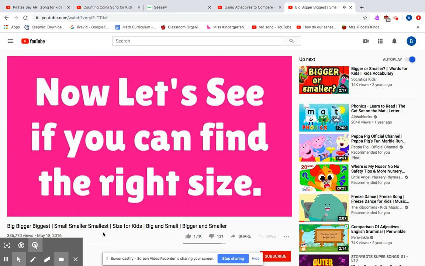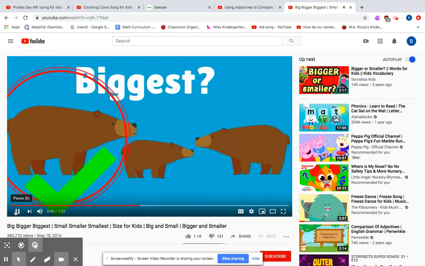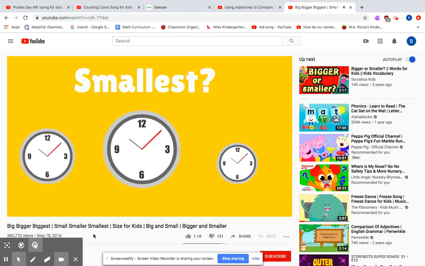Now let's see if you can find the right size. Which bear is the biggest? So we say biggest, we're comparing more than two, so we have three here. Which clock is the smallest?